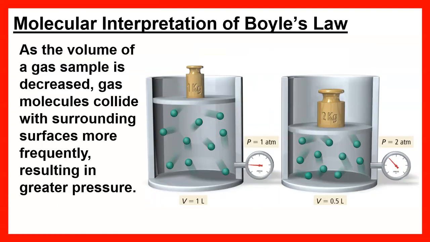I think it can be helpful to visualize pictures like this, where if your volume gets smaller, can you now see that these particles have less space? So they will bounce around and hit the container more often. And the more often they're hitting the container, the higher the pressure is. The pressure is measuring how much force is being exerted over this area. And more collisions is more force.